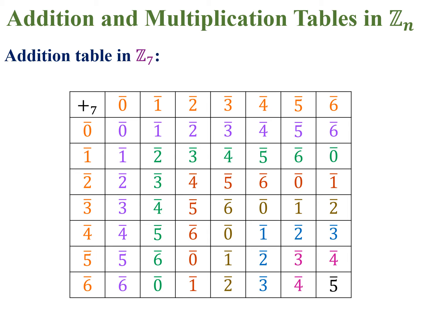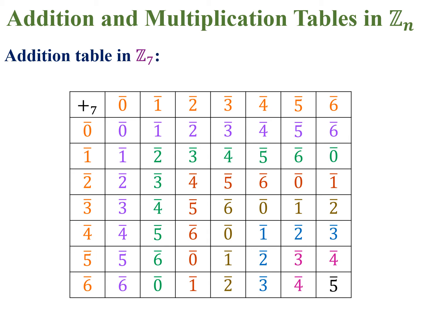See, in this addition table, you get zeros somewhere. See, here we have 0. Here we have 0. Here we have 0. Here we have 0. Here we have 0. Here we have 0. What is the meaning of these zeros?